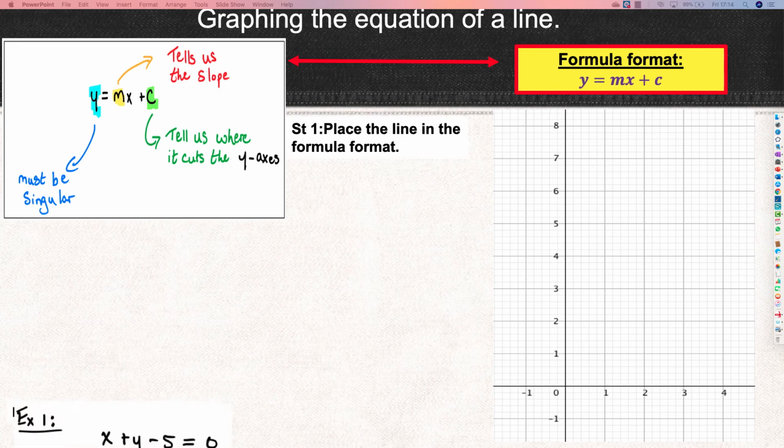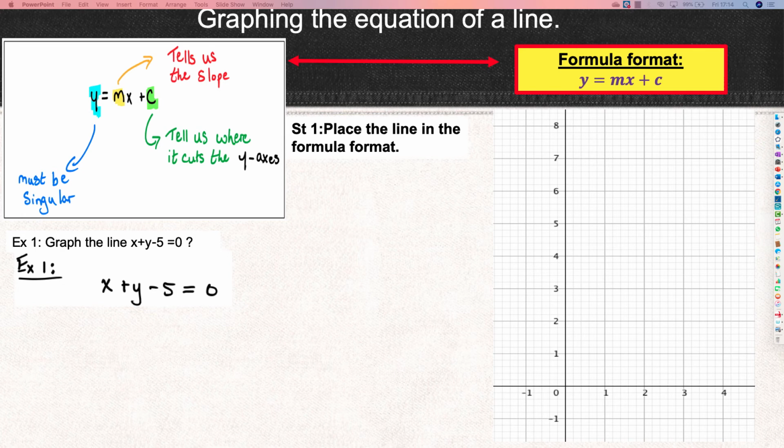For example, we are asked to graph the following line: x plus y minus 5 is equal to 0. So, step 1, we must put this x plus y minus 5 into that formula. Is this not in that formula? What's wrong? If we look up here, what's on the left, and what's on the right? The y and the mx plus c. So what should only be on the left? So what needs to move over here?